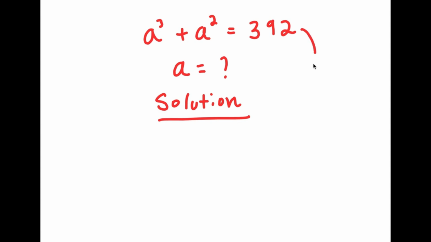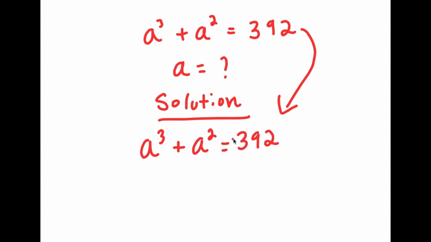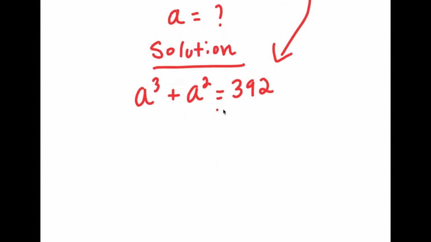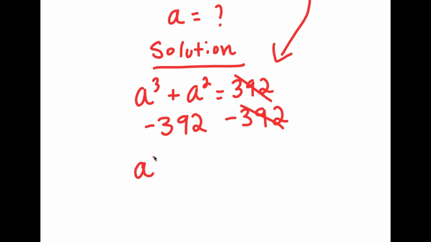I'm going to first start by rewriting my equation here. So I get a to the power of 3 plus a squared is equal to 392. And now I'm going to subtract 392 on both sides. So then these two cancel out, and this turns into a to the power of 3 plus a squared minus 392 is equal to 0.